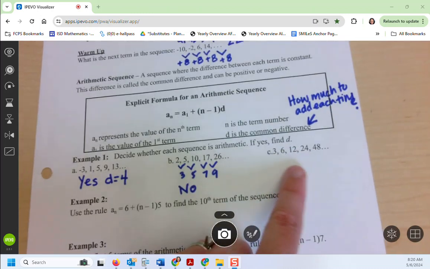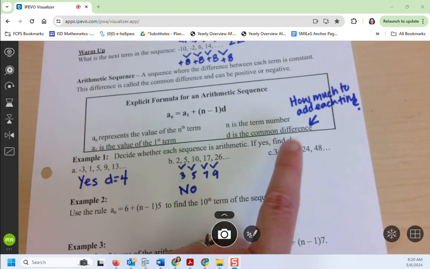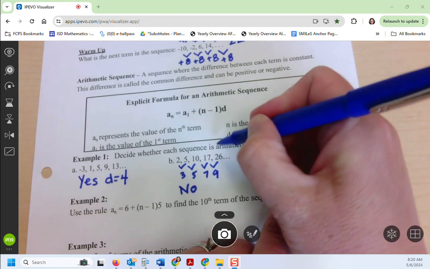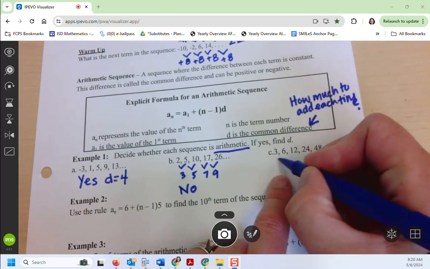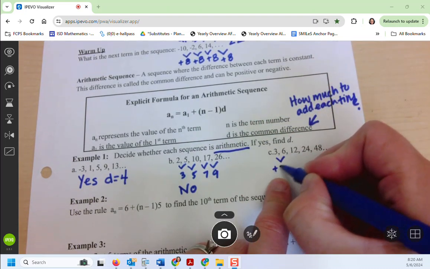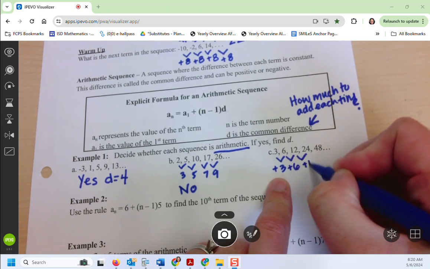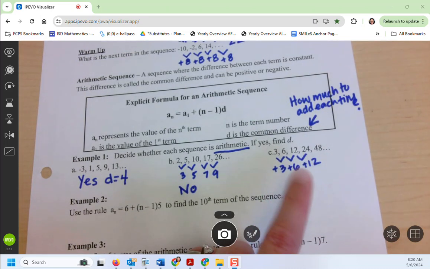And then how about this one? Is it an adding pattern? No. What kind of pattern is it? It's multiplying. Next class we're going to learn about the multiplying patterns, but it didn't ask that. It asked if it's arithmetic, and to be arithmetic, you have to be adding the same amount each time, right? So this would be a yes or no? No. No, good.